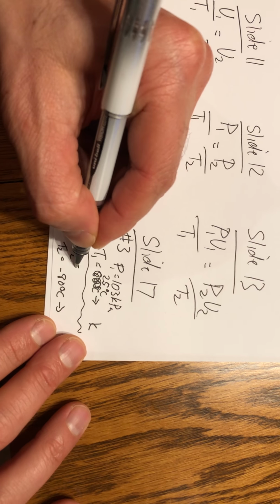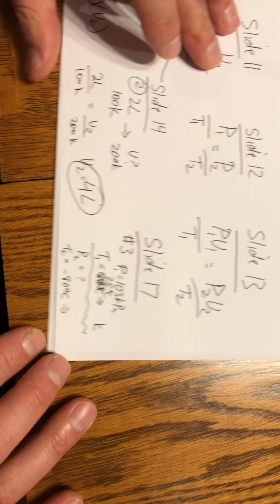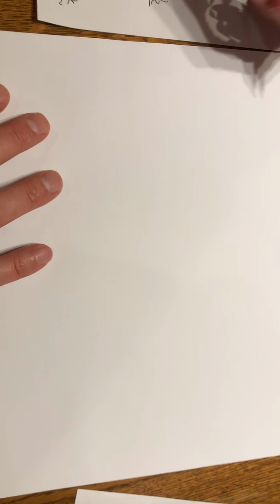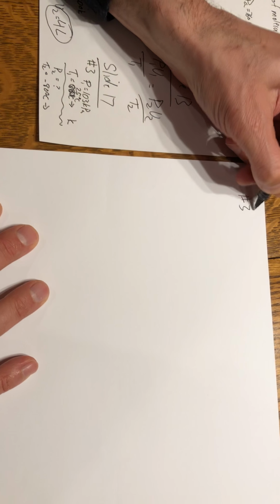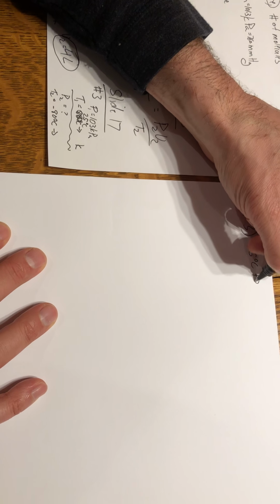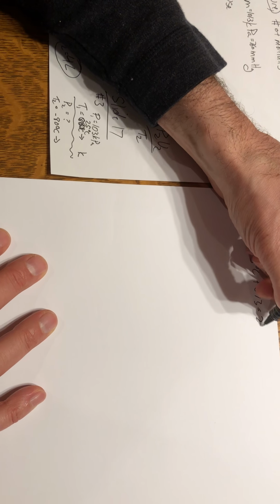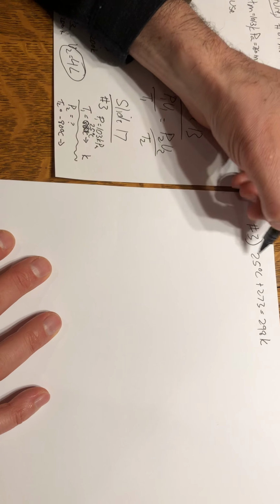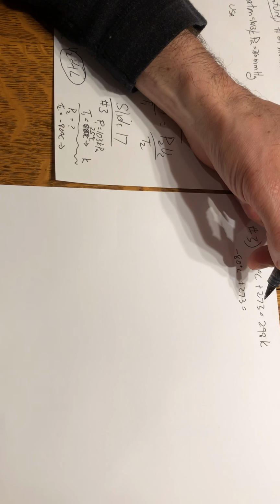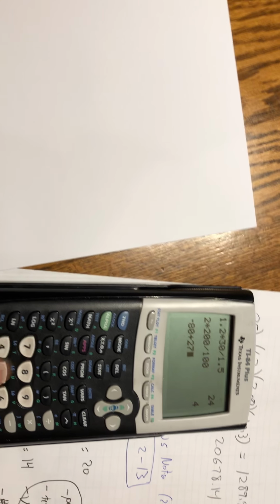So to do that, I'm going to get a new piece of paper here. All right, so again, that problem number 3, we're going to have to do 25 Celsius and add 273. So when you do that, you get 298 Kelvin. And then the negative 80 Celsius plus 273 is going to be 193 Kelvin. So these are the numbers we have to use. You can't use Celsius in the problem.